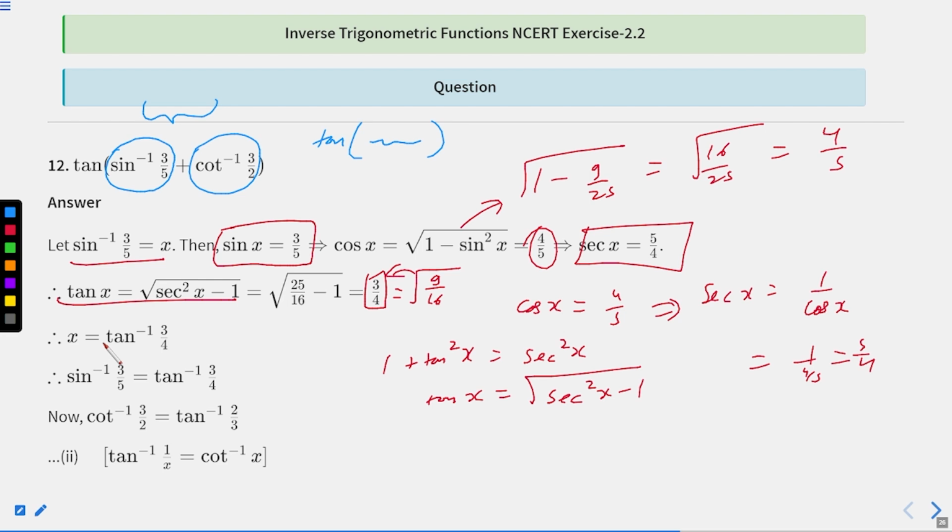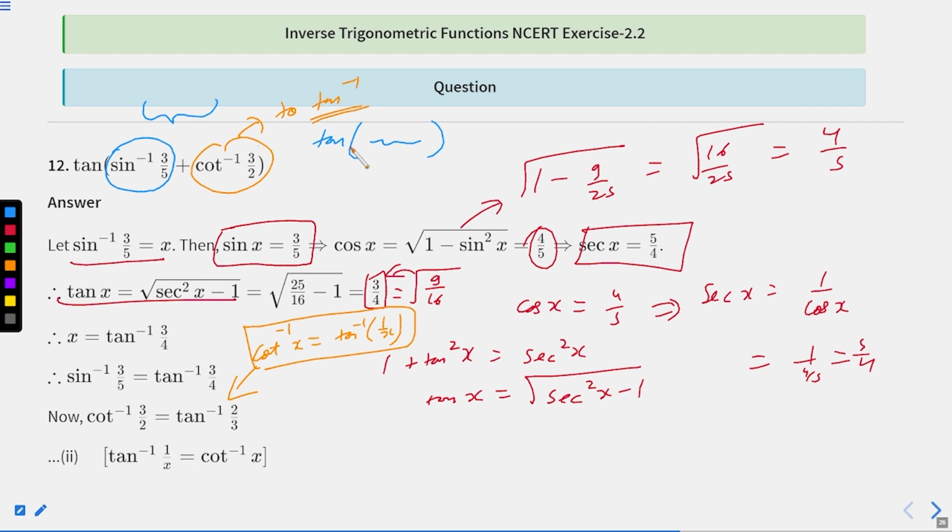So this means x is equal to tan inverse 3 by 4. So sine inverse 3 by 5 is equal to tan inverse 3 by 4. And we will do the same for this cot. We will change this cot inverse to tan inverse of something. Cot inverse x is tan inverse 1 by x, if you recall. So using this, we can write cot inverse 3 by 2 as tan inverse 2 by 3.